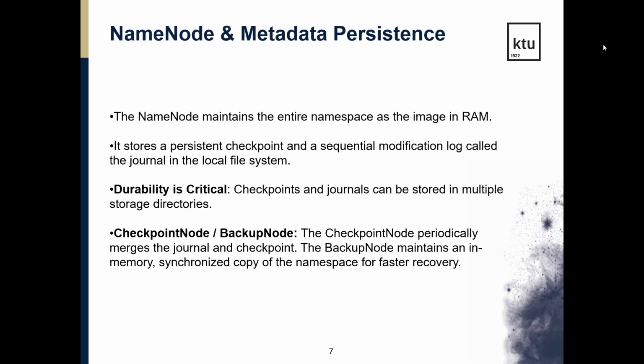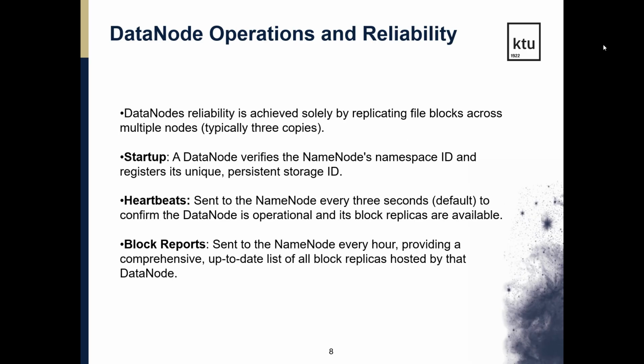Like the checkpoint node has to merge both checkpoint and journals, so it's easier for us to access. And the backup node has every piece of data from the NameNode. So in case the NameNode fails, the backup node has all the metadata.